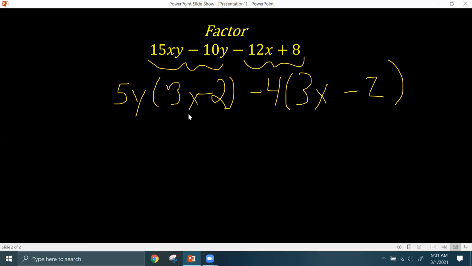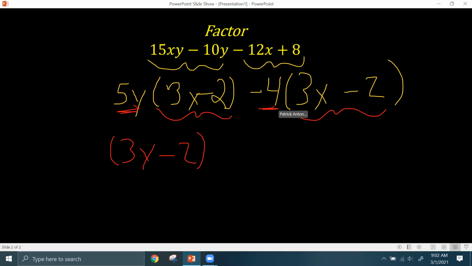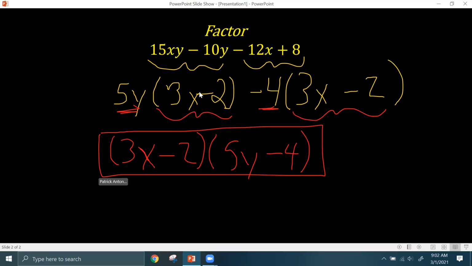Now notice the quantities in each of the parentheses match, and so now I can factor that out as 3x minus 2, and then what's left is a 5y and a minus 4. All right, and that is our answer. And again, you can always check that by foiling this out, or if foiling doesn't apply, you can distribute or multiply back out. Remember, you can always check your factoring by distributing or multiplying back out your answer to see if it gets you back to where you originally started.